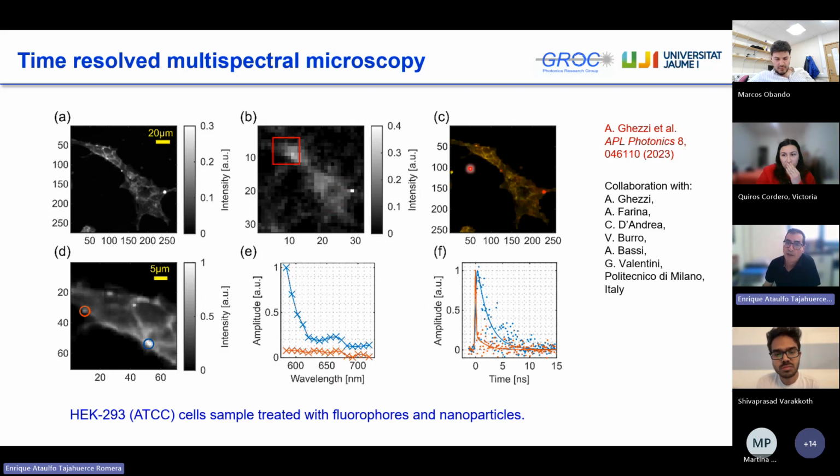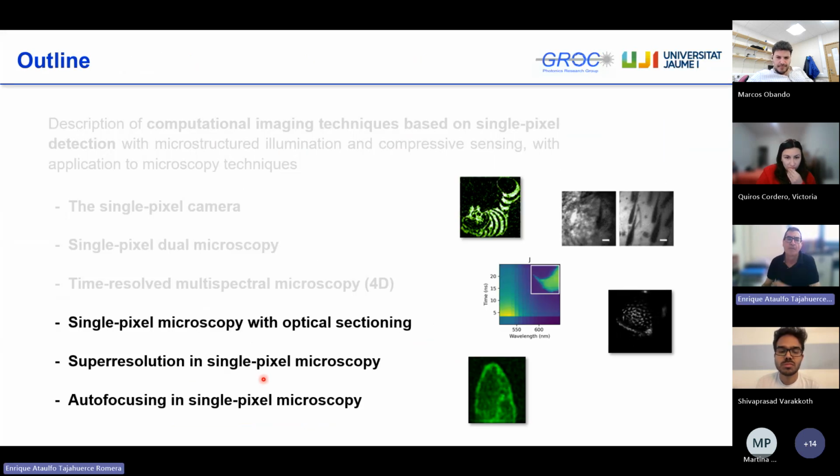You can see how the resolution is improved from the low resolution images to this one. We can see here a magnification of an area, and we can select any point on the image and see how the wavelength is, the spectral distribution, and the temporal behavior of the fluorophore. Okay, now let me show you how we can add in single pixel microscopy optical sectioning and super resolution.